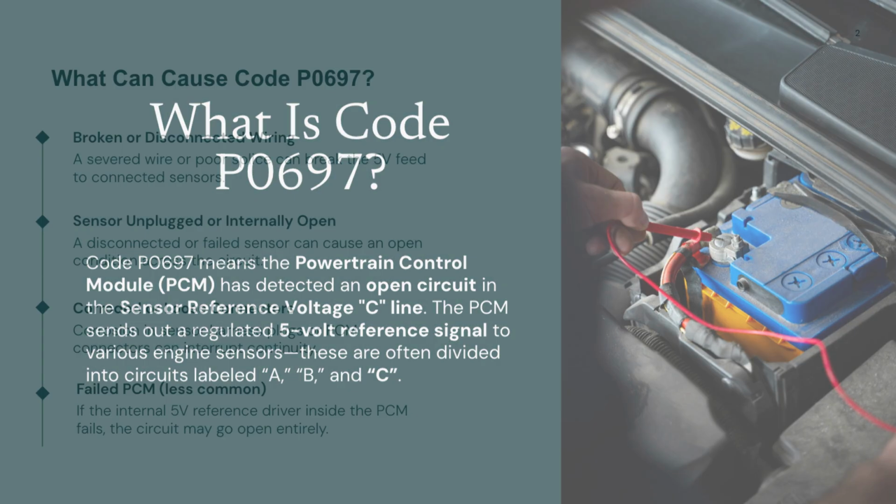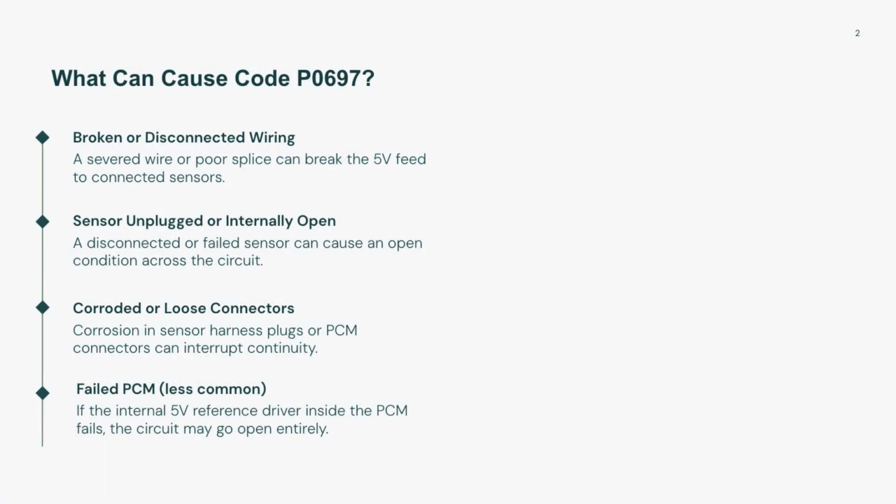Common causes of a P0697 code include broken or unplugged sensor wiring, corroded connectors, or a sensor that has failed internally and caused a circuit to open. Occasionally, the PCM itself may be damaged and unable to send out the 5-volt signal. In any case, this break in communication can shut down several sensor readings at once, leading to major drivability problems.